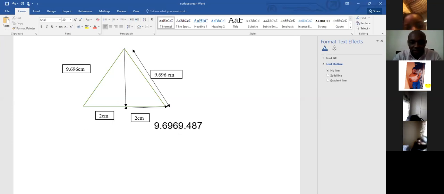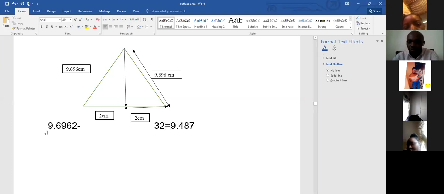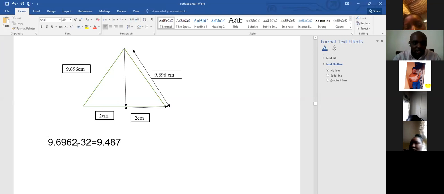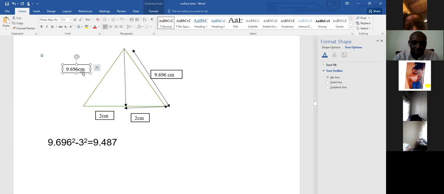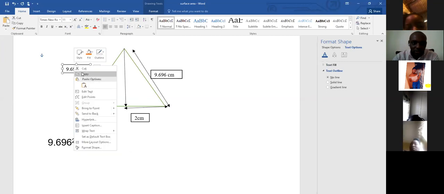9.696 squared minus 3 squared. You're going to get the answer. This one. Yes. So you find the square root to get the height, this height now. So I can now come here, I copy a text box, copy, I paste.